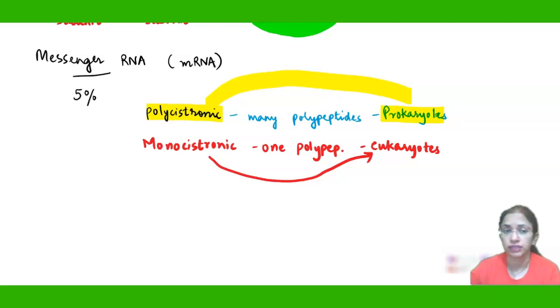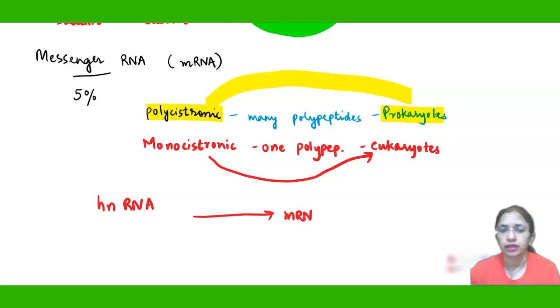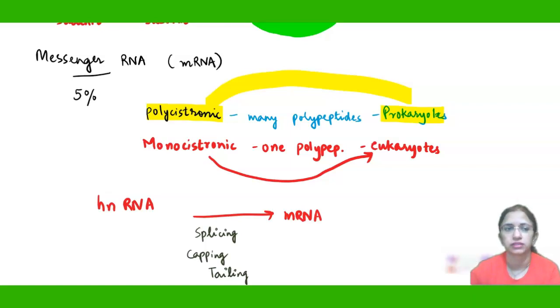Now we have seen that heterogeneous RNA changes to messenger RNA by the process of splicing, capping and tailing, right? This we have seen in the second video of transcription. If you haven't watched that, please do watch it. It will help you in a better understanding.